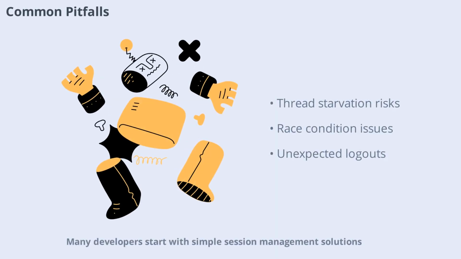Many developers start with simple session management solutions, but these often collapse under real-world conditions. High concurrency can lead to thread starvation, where background tasks get stuck waiting for resources. Flaky network transitions can cause unexpected logouts or data loss, and subtle race conditions may trigger hard-to-debug issues, like users being logged out without warning. Recognizing these pitfalls is the first step toward building a resilient system that stands up to enterprise demands.